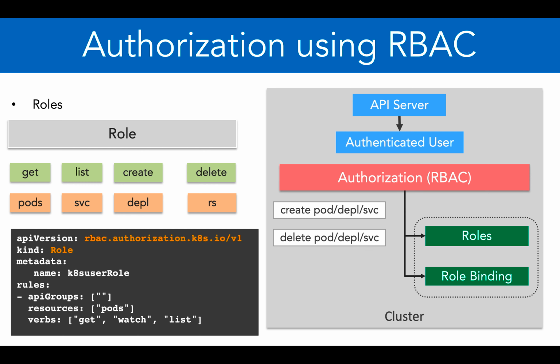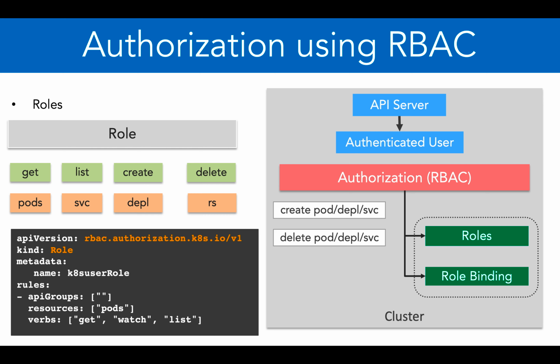And this is how the manifest file of a role looks like. Notice the API version. It is rbac.authorization.k8s.io/v1. It's pretty different than v1 or apps/v1. The kind is of course Role. In the metadata we mention the name of the role, and in rules we mention resources, verbs, and something called API groups. Don't worry about API groups as of now. You can keep it blank as is.